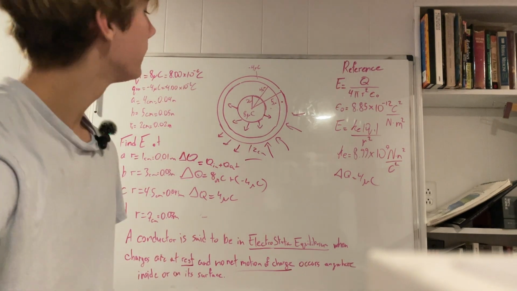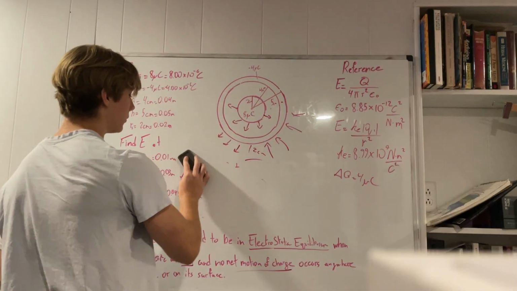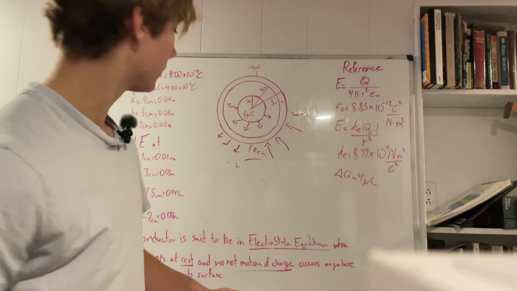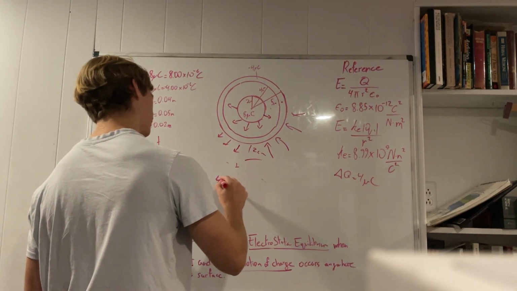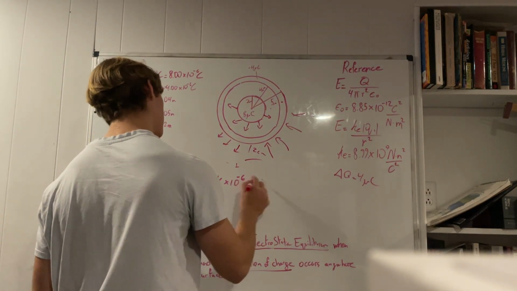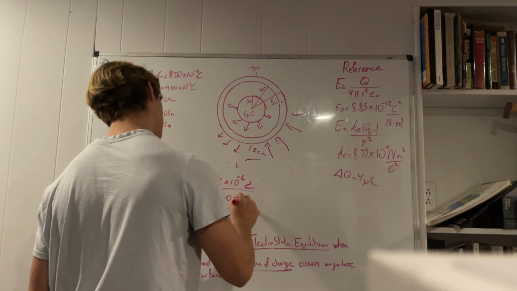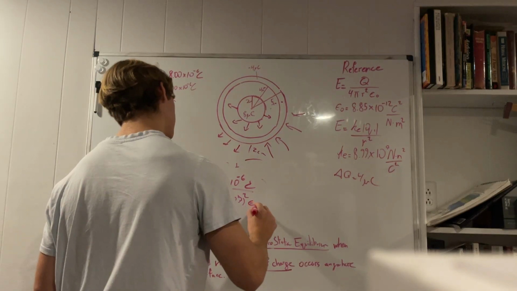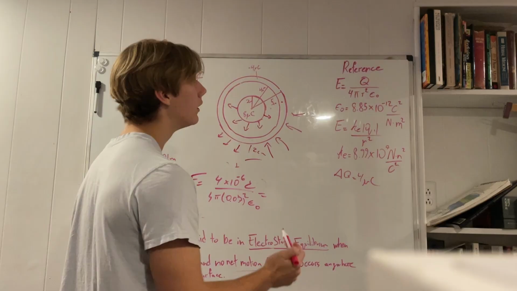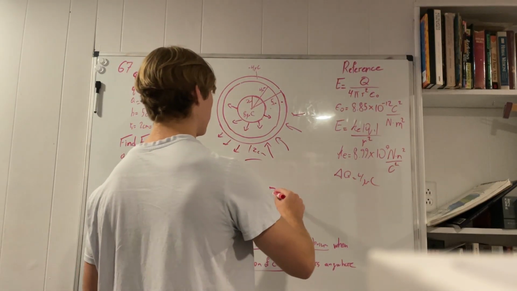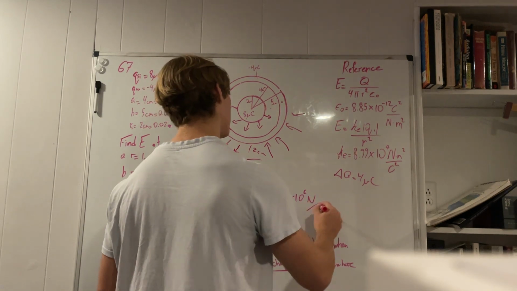So what do we do now? We remember this. I put it here for future reference, and we're going to plug into our equation. So E equals 4 times 10 to the minus 6 coulombs divided by 4 pi times 0.07 squared times epsilon naught. This should give you an answer of 7.34 times 10 to the 6 newtons per coulomb.